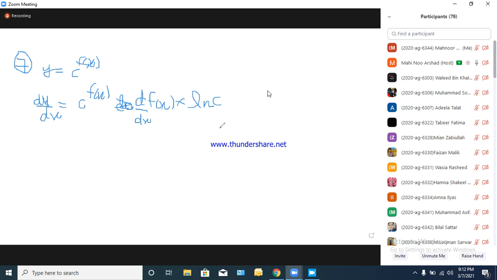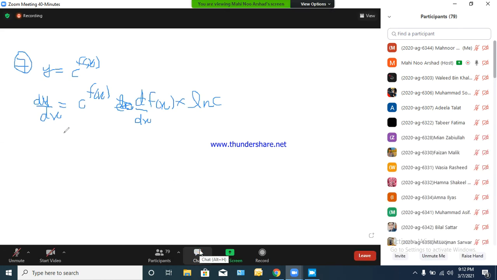Firstly, function: constant raised to the power function as it is. Derivative of f of x, multiplied by log of c. Is that clear?